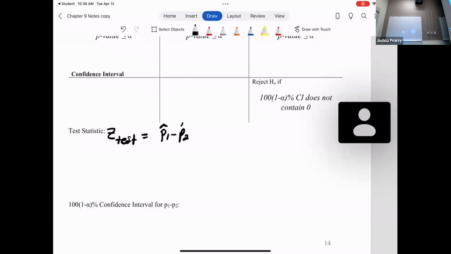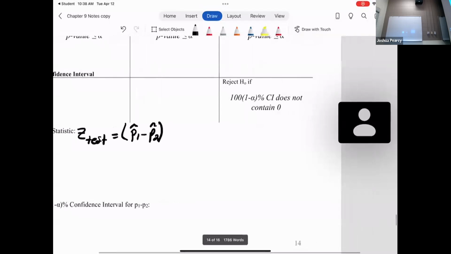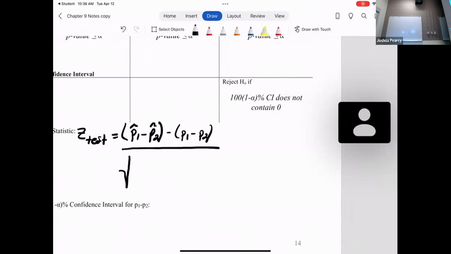P1 hat minus P2 hat, so the difference of the proportions, minus P1 minus P2, divided by the square root of P bar times 1 minus P bar times 1 over N1 plus 1 over N2.